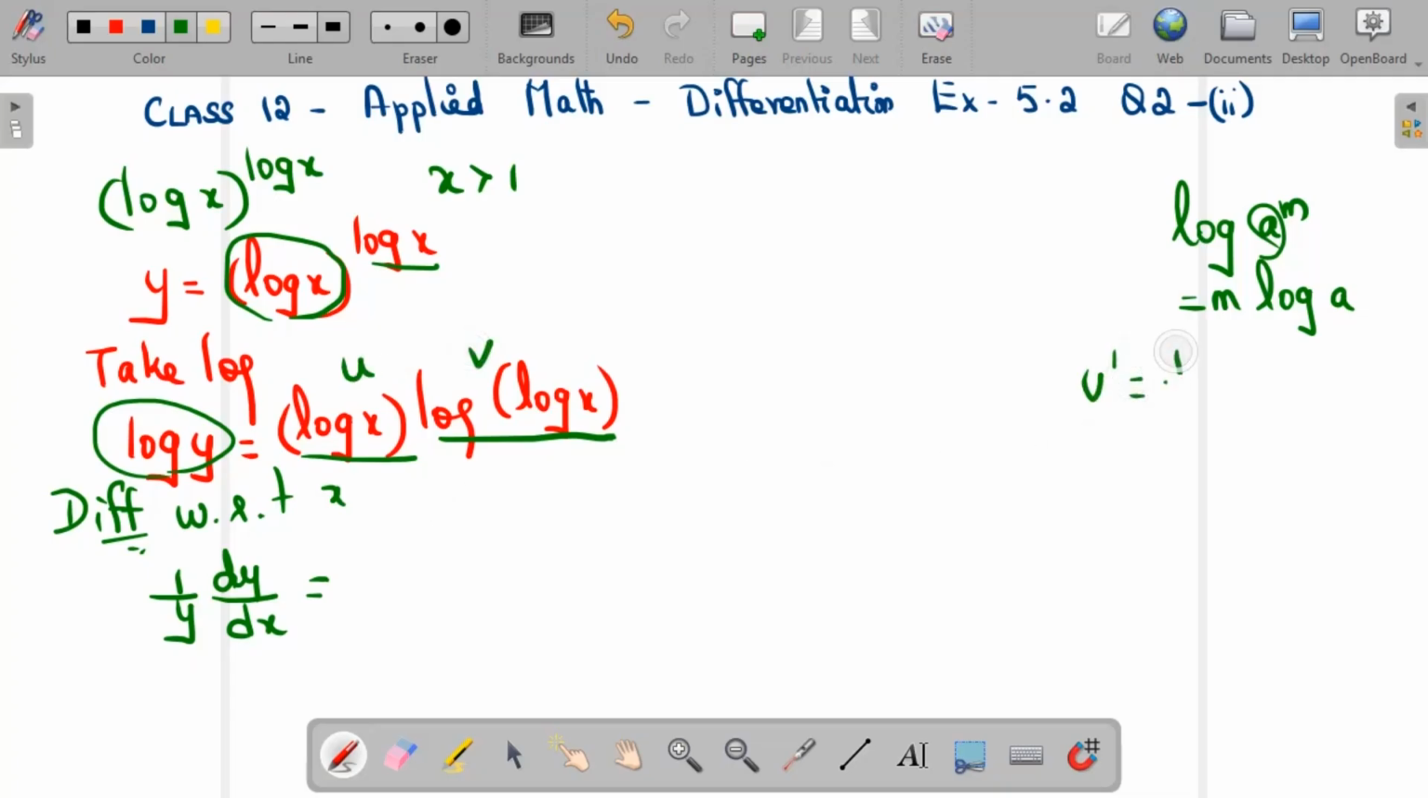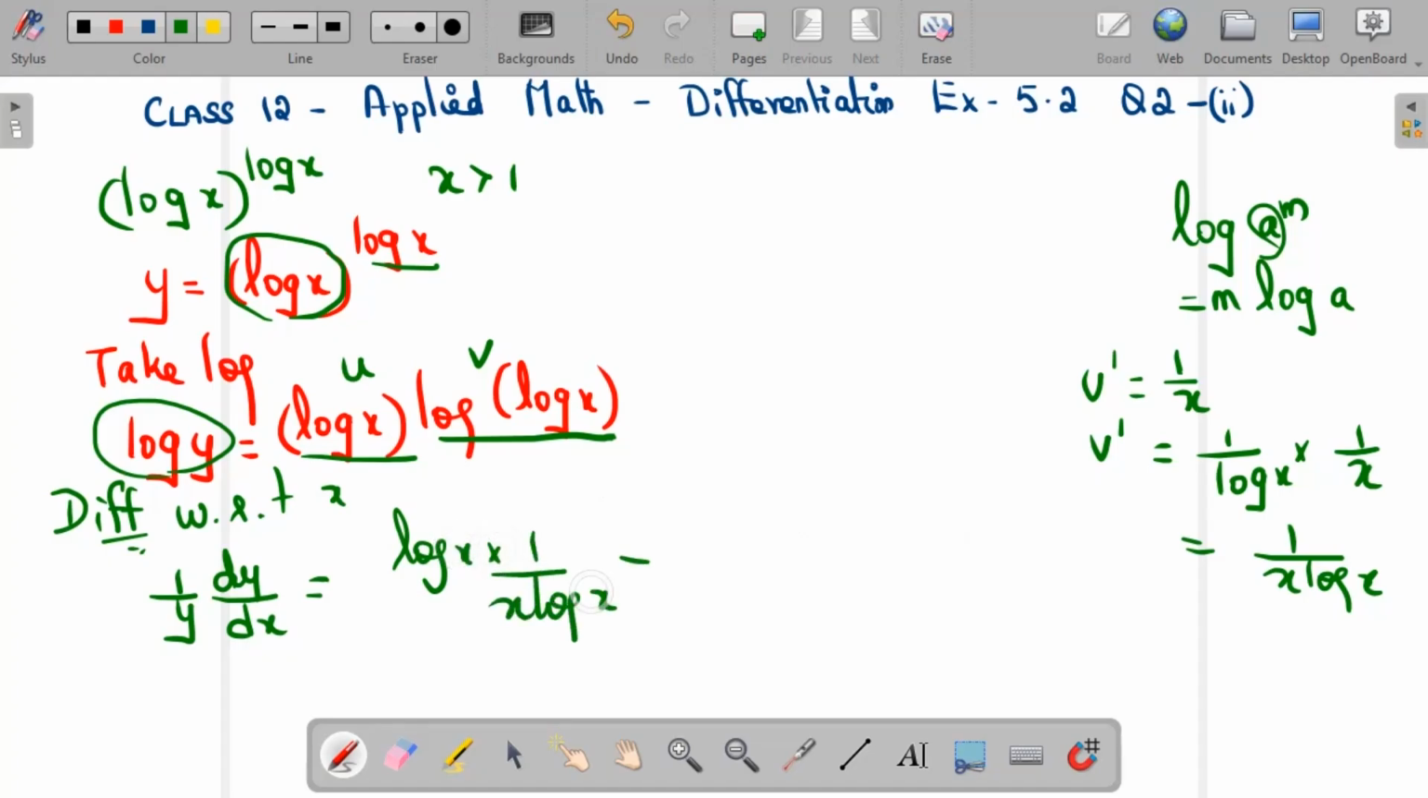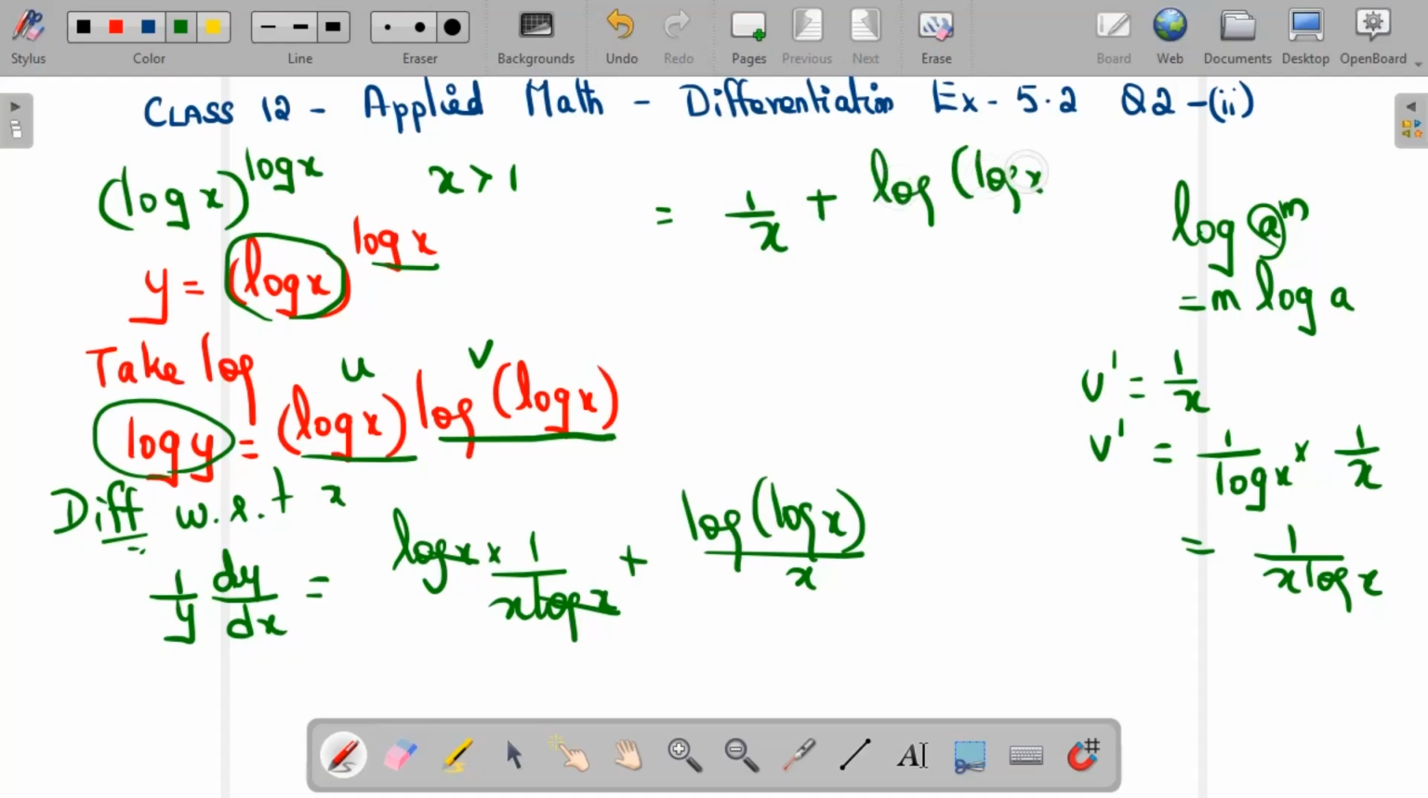u dash is nothing but 1 by x. Now let's compute v dash. v dash is actually 1 by log x into, again I have to do a d by dx of log x, so it is 1 by x. So v dash is 1 by x log x. Now let's write u v dash, so it is log x into 1 by x log x, plus v u dash, so it is log of log x divided by x. I'm writing the 1 by x in one shot. So here the log x and log x will vanish. So this will be actually 1 by x plus log of log x by x.